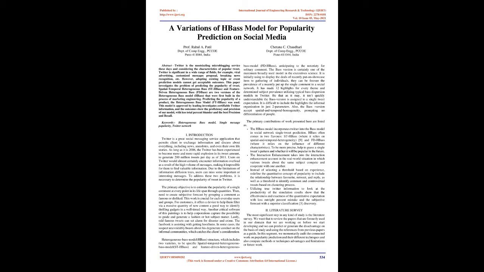Due to the limitations of information diffusion trees, users can miss some important or interesting messages. To address these two problems, it is necessary to determine the popularity of tweets in Twitter. The primary objective is to estimate the popularity of a single comment at every point in its lifespan through quantities. Then, we need to create a subjective forecast by grouping a comment as popular or disliked. This work is crucial for both everyday users and groups.